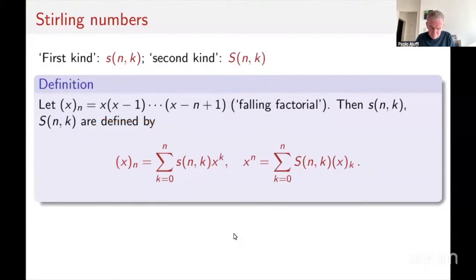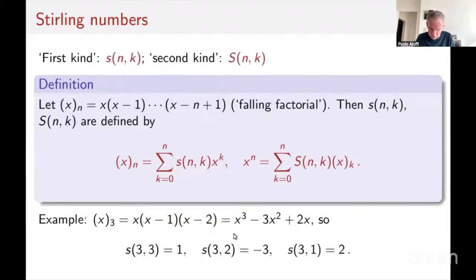So these are polynomials, and you just read off coefficients when you go from one basis to the other, and that gives you the Stirling numbers. For example, for n equals 3, the falling factorial is just x cubed minus 3x squared plus 2x, and that tells you that the Stirling number of the first kind for (3,3) is 1, for (3,2) is -3, and so on. You just read off the coefficients.